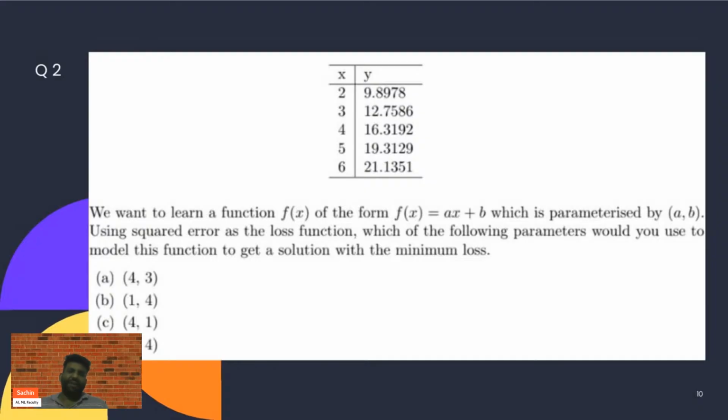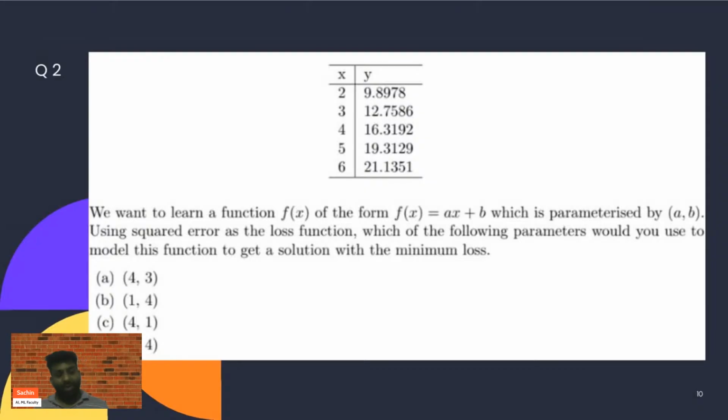We wanted to learn the function of the form ax plus b. We know what x is, and f(x) is my y. I just need to learn what a and b are going to be. Everything can be read off, but we understand what it should be like. So I need to just fit a line over here.